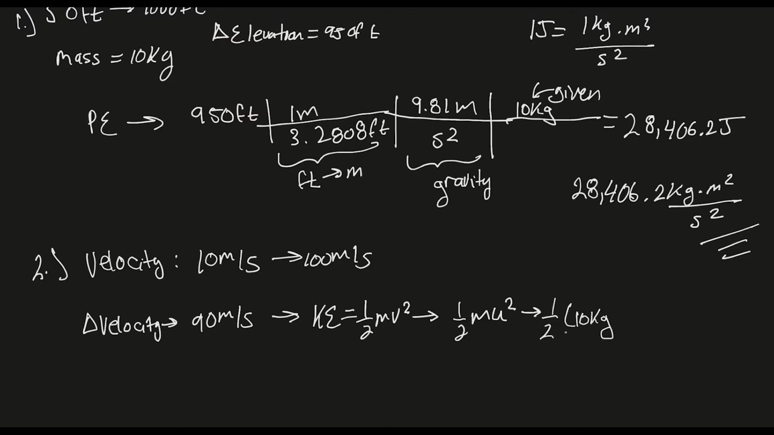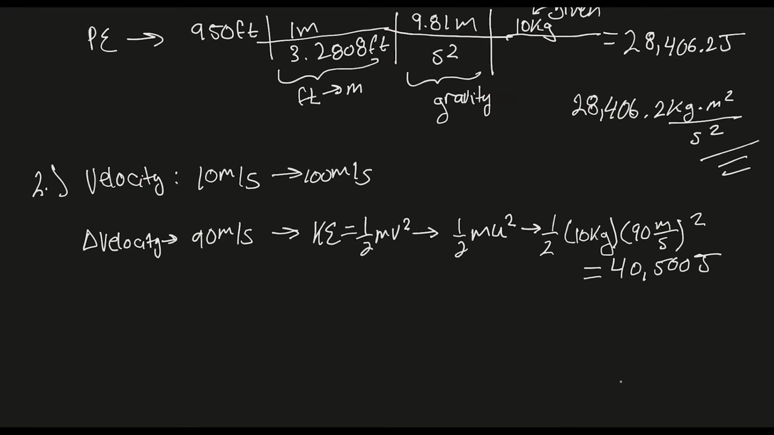So we plug stuff into this formula, and we know that the mass is 10 kilograms, and the velocity is 90 meters per second, and that's squared, right? Because u is squared. Plug that into your calculator and you get 40,500 joules, or 40,500 kilograms meters squared over seconds squared. That's totally valid as well. And that's how you calculate the change in energy based on your velocity.